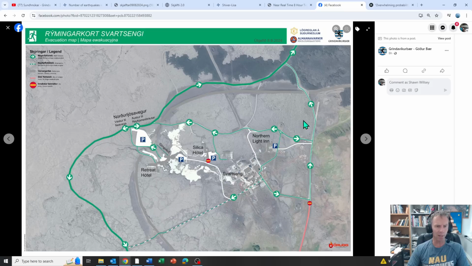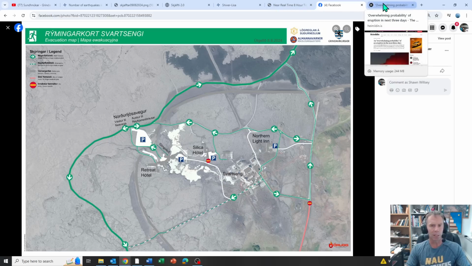Here's the evacuation area for the power plant area. So you can see, looks like they've got people either heading north or south. You've got two different evacuation routes that are possible there for visitors and folks at the Blue Lagoon, and then at Svartsengi also. So some different options shown there.